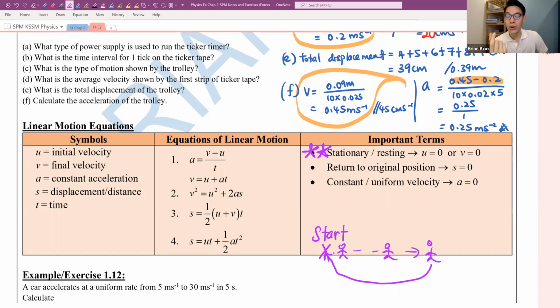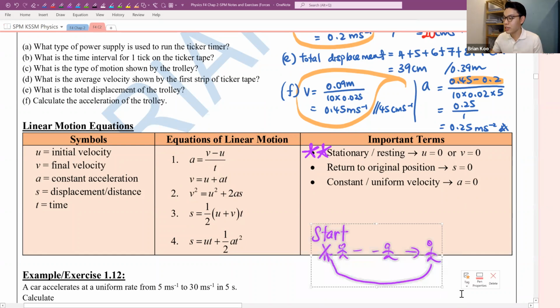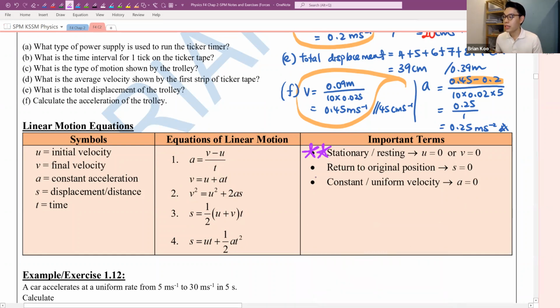The distance between the starting point and this end point, there is no distance at all, because you start and end at the same point. Okay, right? So you see, as I teach, I keep explaining and repeating the definitions. So that is return to original position. Constant and uniform velocity, then acceleration is zero, right?